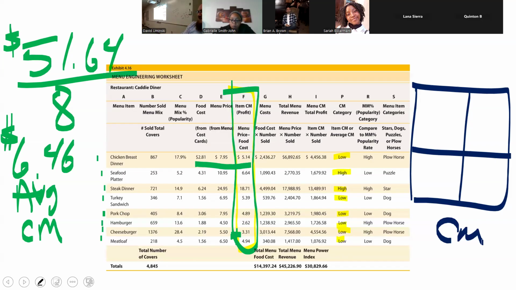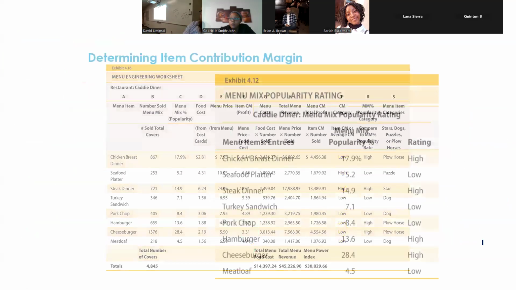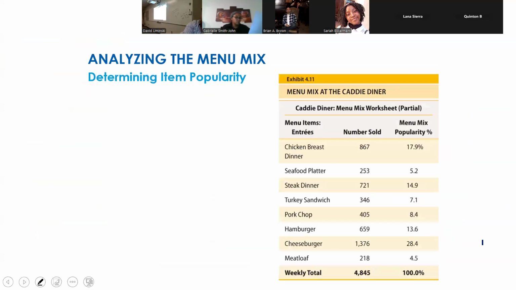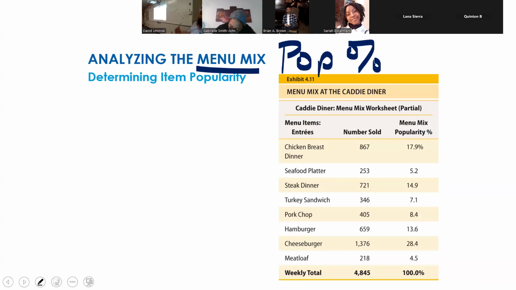Okay. So let's talk about popularity. Number 10 on your notes page. The menu mix or popularity percentage. Those two terms I use interchangeably: popularity percentage and menu mix.